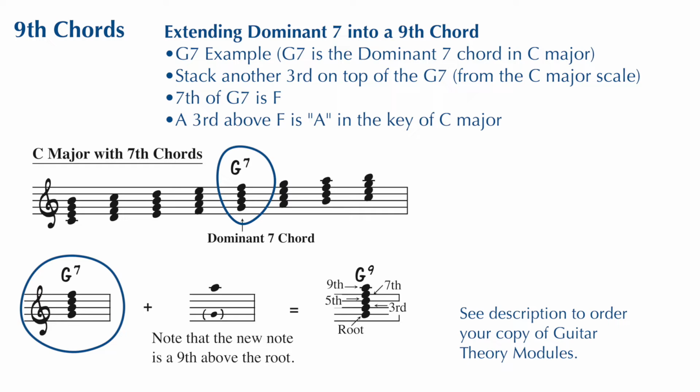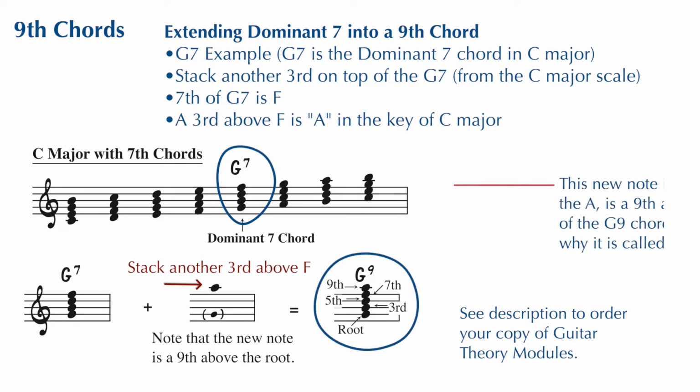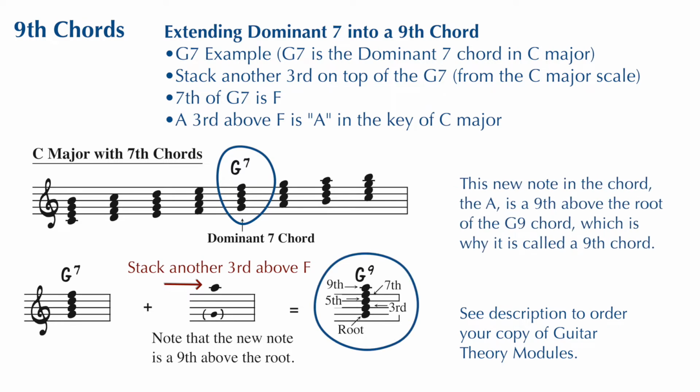To change this G7 to a G9 chord, we're going to add another third on top of the G7, and this is very important, using only the notes from the C major scale, or the scale that it's the dominant of. In this case, the 7th of a G7 chord is an F, and a third above that note in the key of C is an A. And if you stack all those notes up together, you get a G9 chord. And notice that this new note in the chord is a 9th above the root.